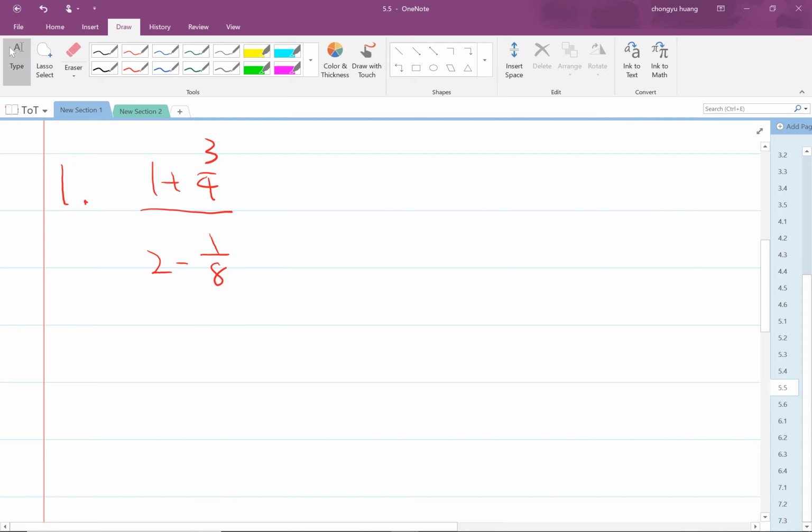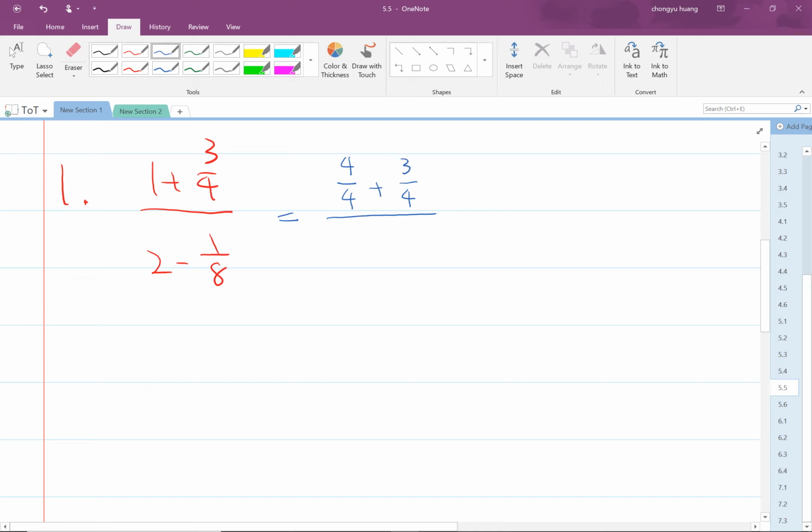You take a look at question 1 and you see we have some numbers, right? So obviously the right way is we have to do those calculations, those additions and subtractions, right? So on the numerator we have 1. 1 is equal to 4 over 4, and then we have a plus 3 over 4, right?